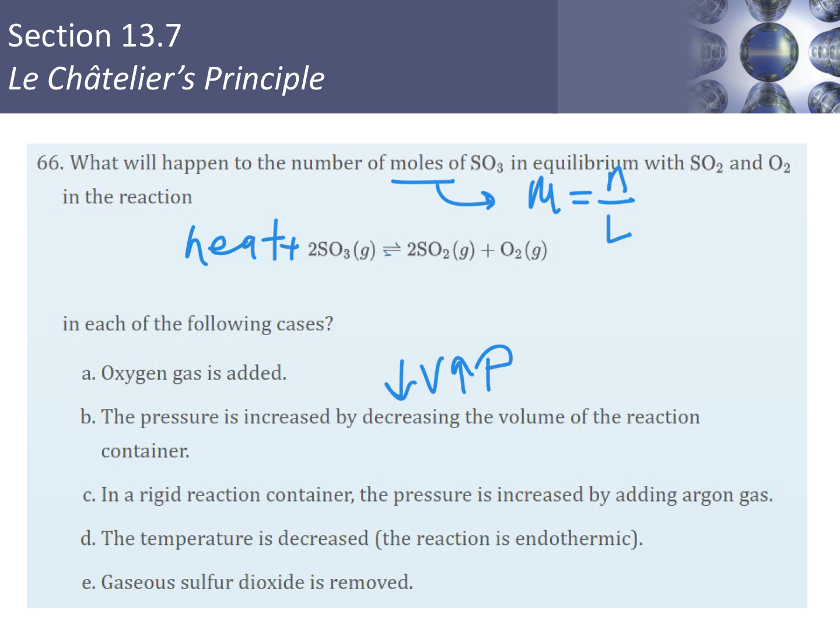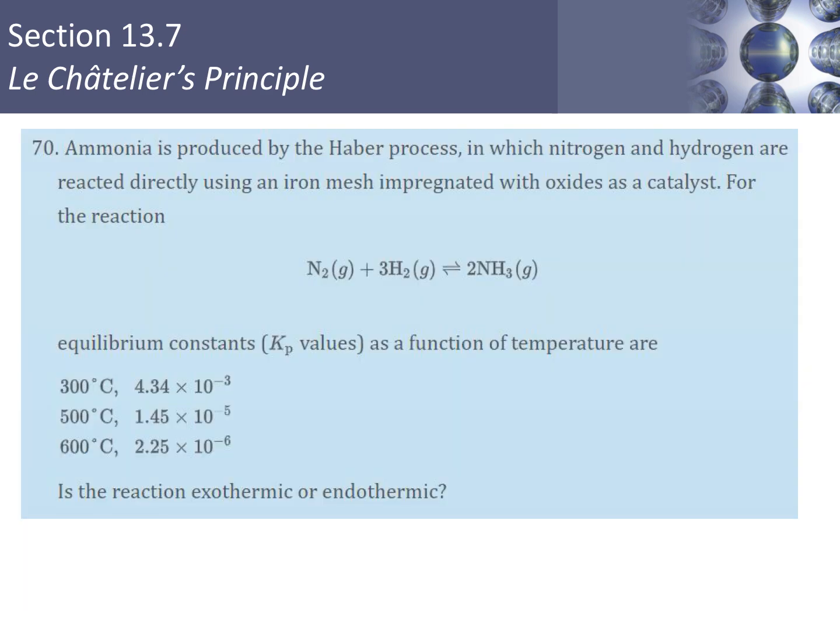In the last one, we are removing the SO2 gas. So the system will shift toward the removed substance. So in this case, the reaction is going to shift to the right to make SO2, and that will decrease the number of moles of SO3. Pause the video here and try this next problem on your own.